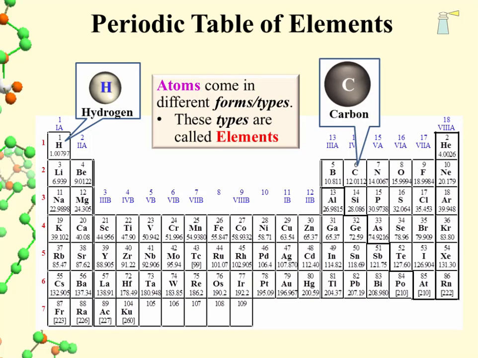The element carbon is made up of carbon atoms, and the element oxygen is made up of oxygen atoms. So, elements are types of matter, and atoms are particles of that element type. Clear this distinction up in your mind, and you will prevent a fair amount of confusion.